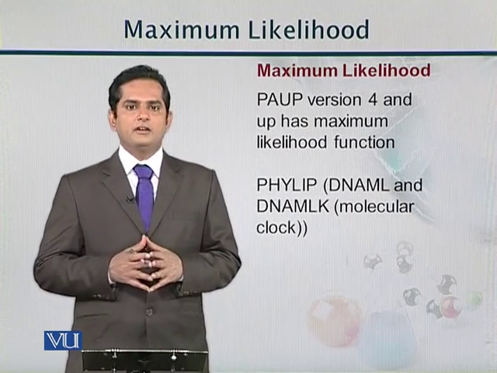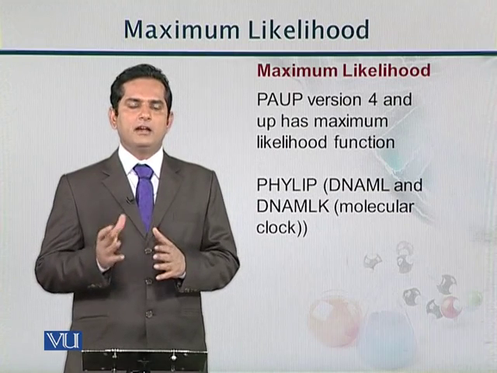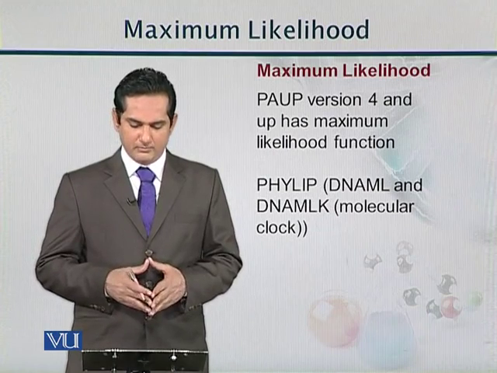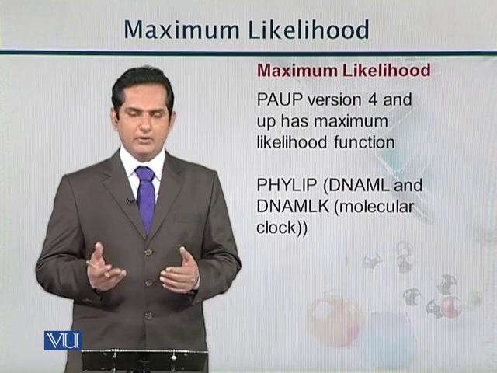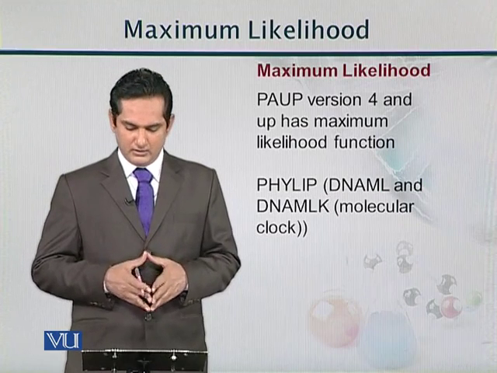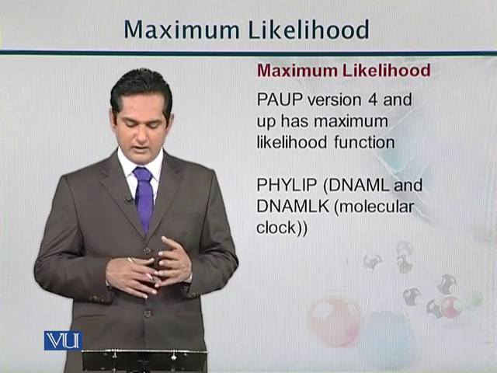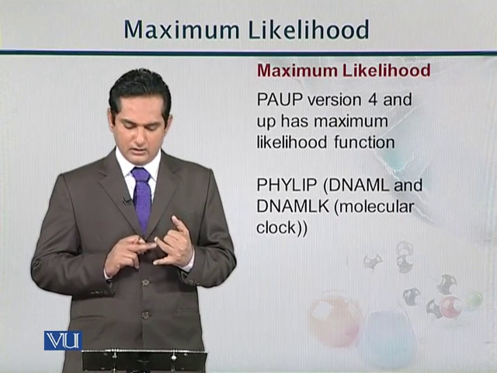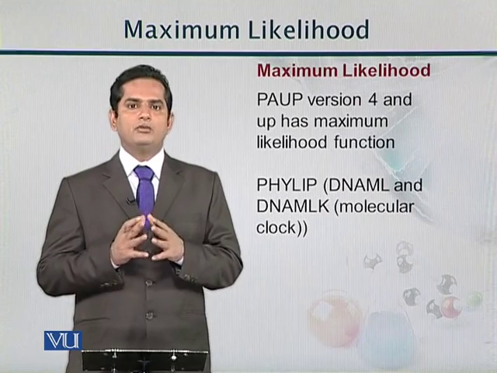So different software is available for getting maximum likelihood based phylogenetic trees from our given data, such as PAUP version 4 and up, which have a maximum likelihood function which gives us maximum probability of the data. Similarly, in PHYLIP we have DNAML, and DNAMLK which uses molecular clocks also.